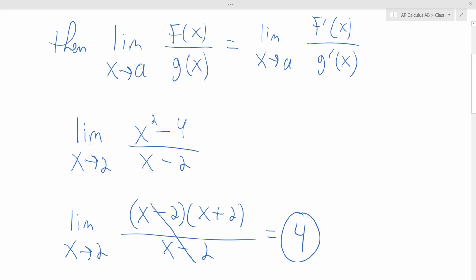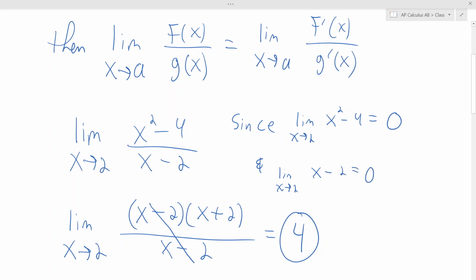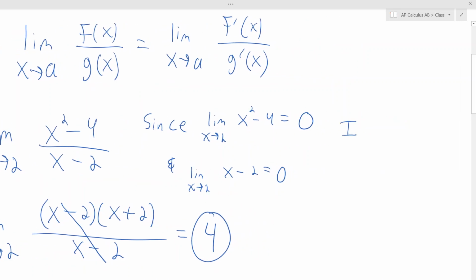So you write this. Notice I'm not writing equals 0 over 0. Don't do that. This is super wordy. You only got to do it once, but you got to show the limit of the numerator is 0 and the limit of the denominator is 0. So since those two things are true, hooray, I can use L'Hopital's rule. It's like the hospital, right? I can use L'Hopital's rule.